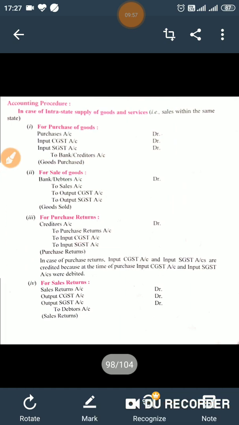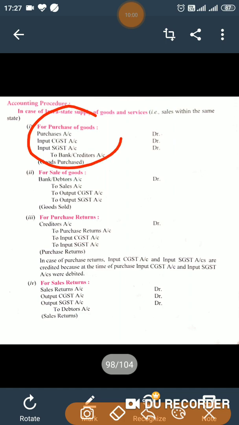Now purchase return. Suppose some of the goods which you have purchased you are returning. To whom are you returning? That is the creditor. Liability towards creditor will be decreasing, so it will be debited. Modern rule: decrease in liability should be debited. Earlier he was a creditor, now you are returning goods to him, so liability towards creditor is decreasing, so creditor account will be debited. Purchase was an expense, now purchase return is a decrease in expense. Decrease in expense should be credited.